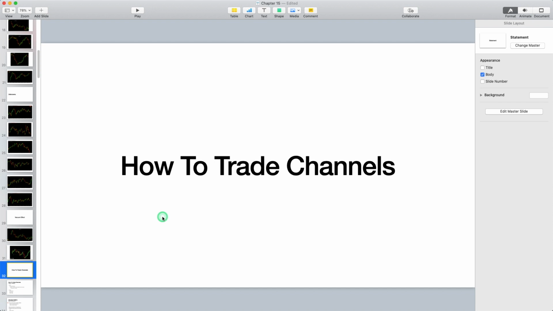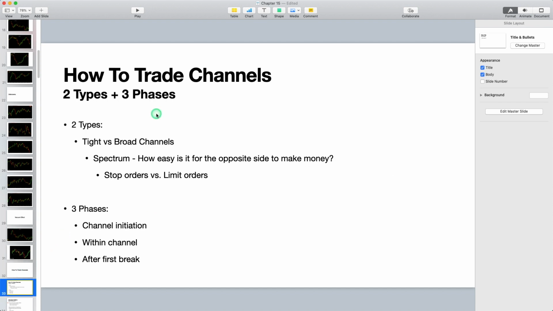Now we're going to move on to the bulk of the section, which is how to trade channels. So when it comes to trading channels, there are 2 types and 3 phases, and that's what's described in this chapter. The 2 types of channels are tight channels and broad channels. We talked about that briefly at the beginning of the chapter.